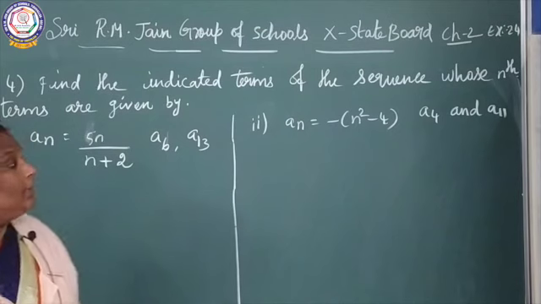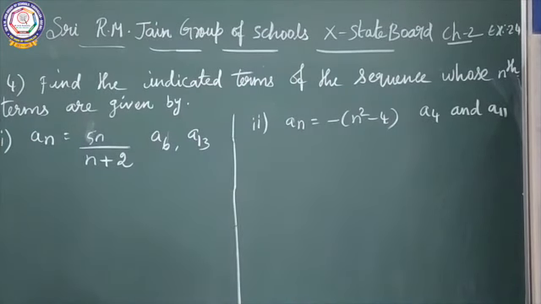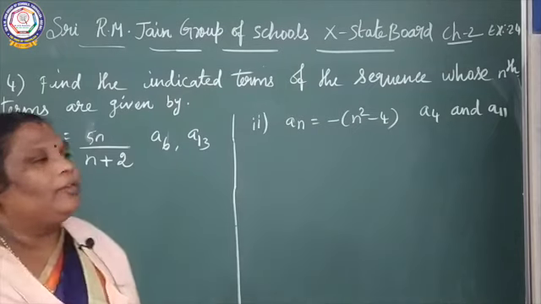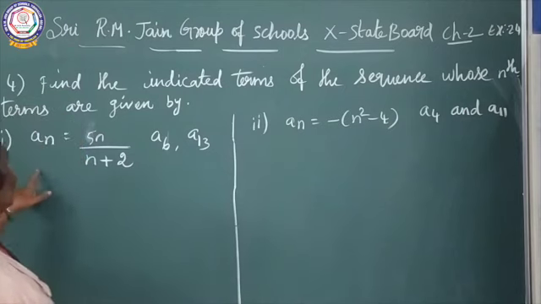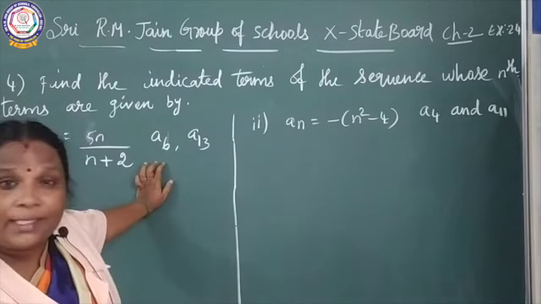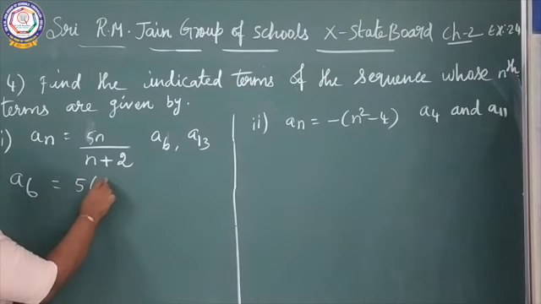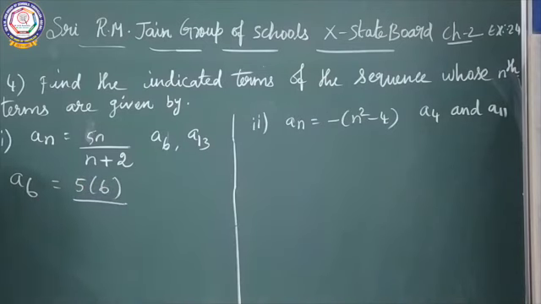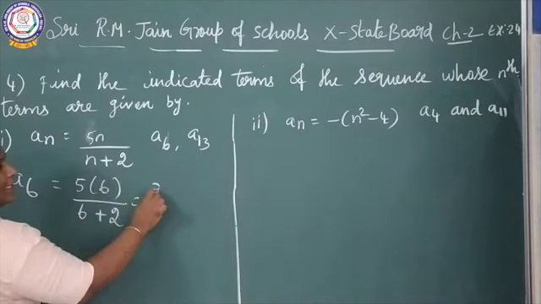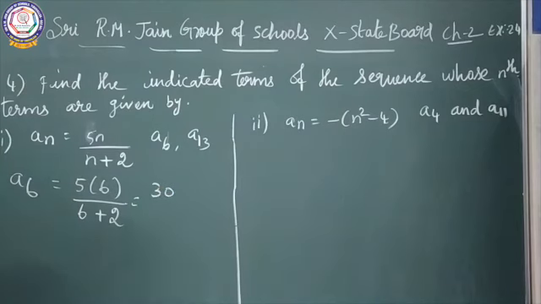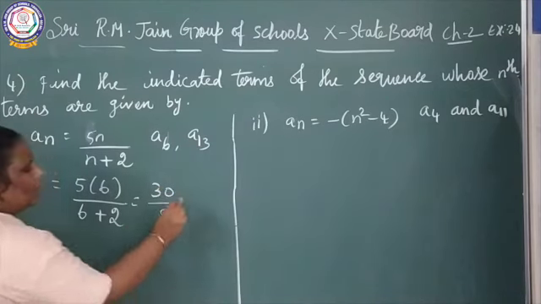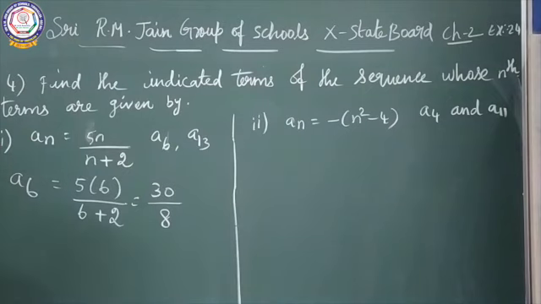Okay. See the first sum, fourth sum, first subdivision. Find the indicated terms of the sequence whose nth term is given. Okay, they have given us an nth term. You should find out the value of a6 and a13. So in the place of n, you replace by 6. a6 equal to 5 into 6 by 6 plus 2. It gives 5 sixes are 30, 30 by 6 plus 2 is 8.